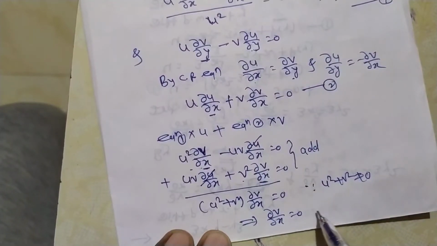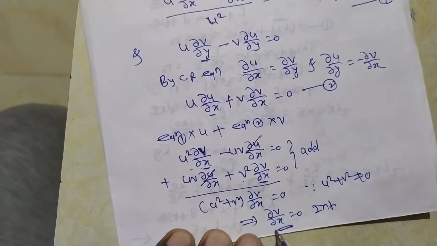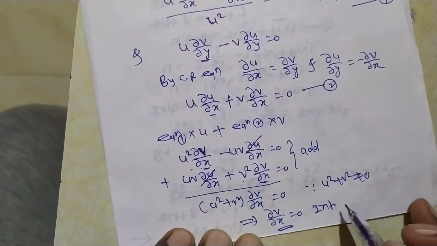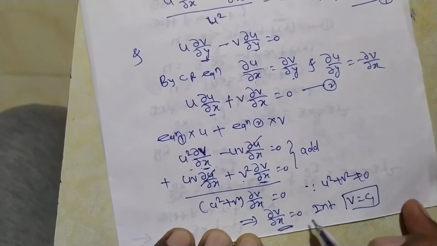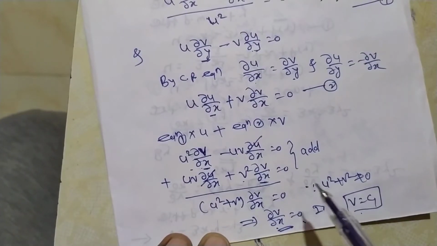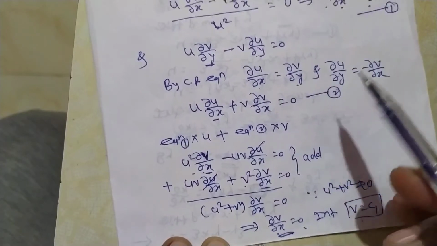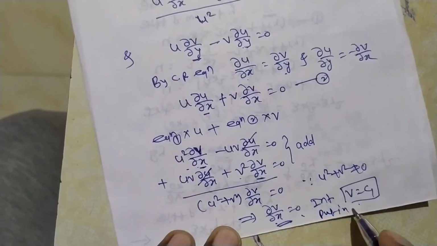And if ∂v/∂x equal to 0, and if we take integration of this, we want v. Then we get v is equal to c1. Integration of 0 is 0 plus constant of integration c1. Now put the value of ∂v/∂x in equation 1 or 2. If you put in 1, say, or if you put in 2, put in 2.